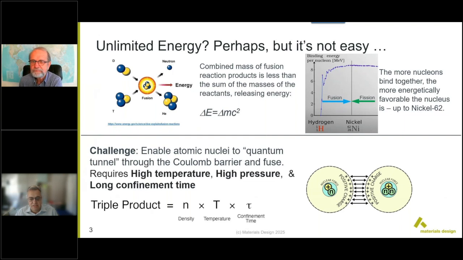Now, the challenge, as I'm sure you're all aware, is that the atomic nuclei, like in this case the hydrogen nuclei, repel each other very strongly through the Coulomb barrier. So in order to get those nuclei to fuse, or to at least have a reasonable chance of quantum tunneling through this barrier, you need very high temperature, very high pressure, and long confinement times. Most of the effort, if not all of the effort over the last 70 or 80 years to develop commercial fusion opportunities has been in achieving the conditions that are suitable to make this nuclear reaction happen.